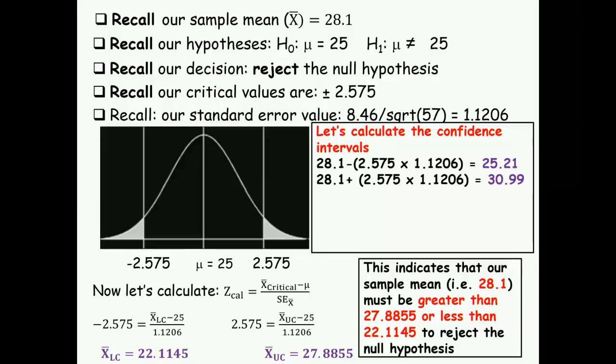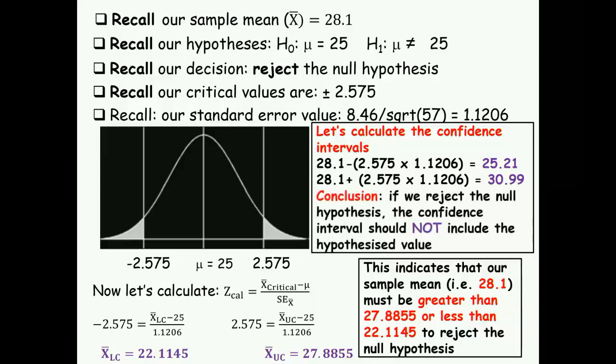I reject the null hypothesis, isn't it? If you reject the null hypothesis, the hypothesized value must not be in the confidence interval. If you don't reject, your confidence interval includes the hypothesized value. If we reject the null hypothesis, the confidence interval should not include the hypothesized value.